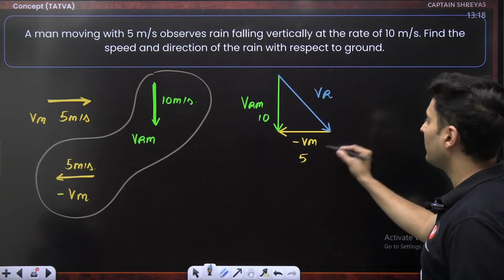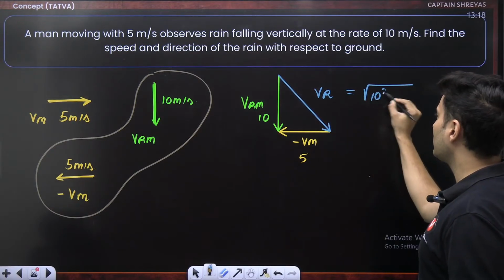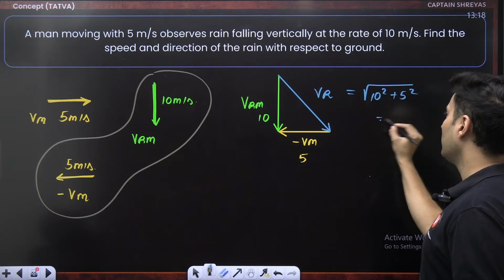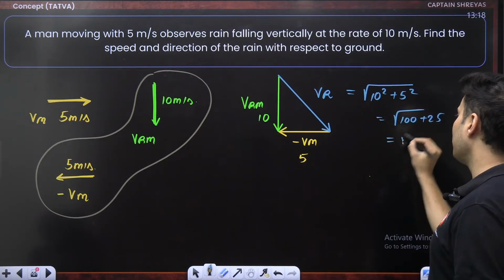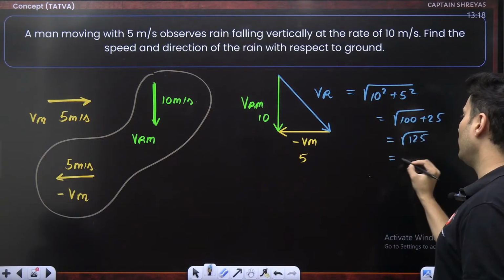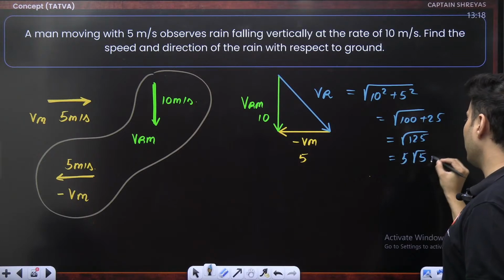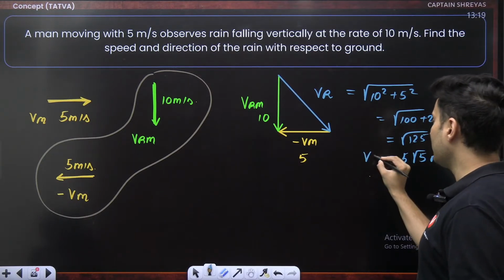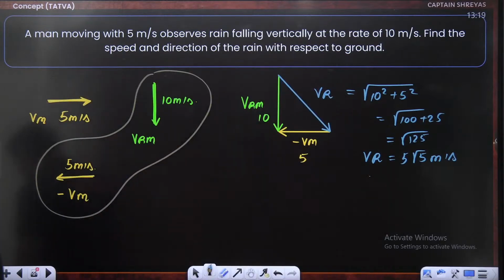So how do you find Vr? Guys, Vr will be nothing but use Pythagoras: 10 square plus 5 square, which is 100 plus 25, which is 125. 125 is 25 into 5, so it will become 5 root 5. So 5 root 5 meters per second is the rain velocity. Yes, very good, Harparai. Awesome.